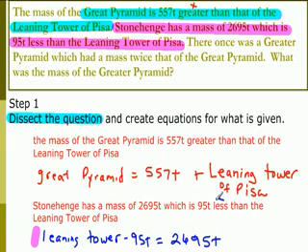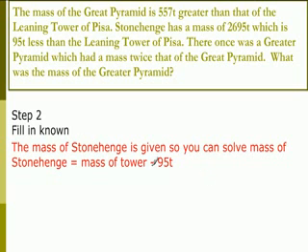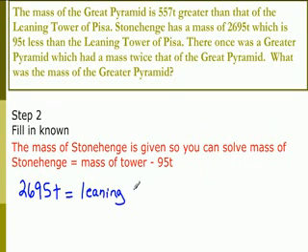So now we have those two equations written out. Step 1, we dissected that. The next one is we need to fill in this information. The mass of Stonehenge was given to you, so the mass of Stonehenge equals the mass of the tower minus 95. So 2695t equals leaning tower minus 95. That's the first thing.